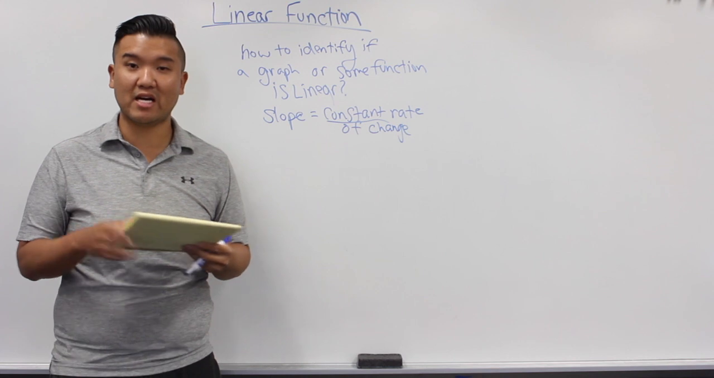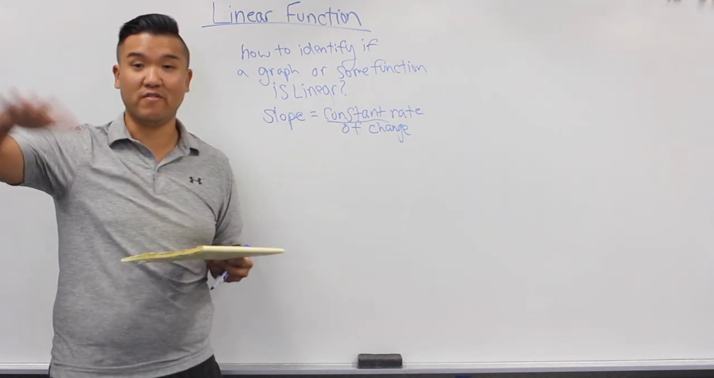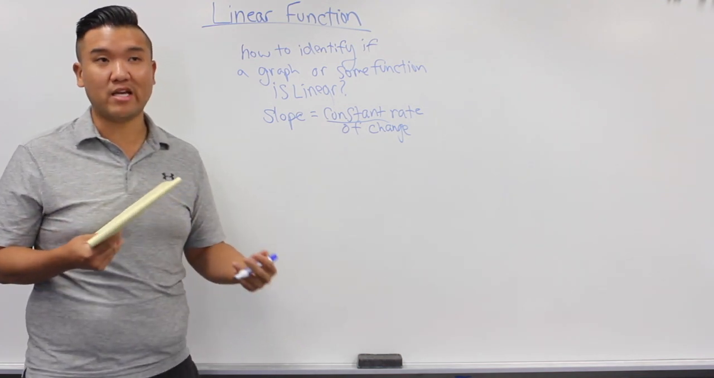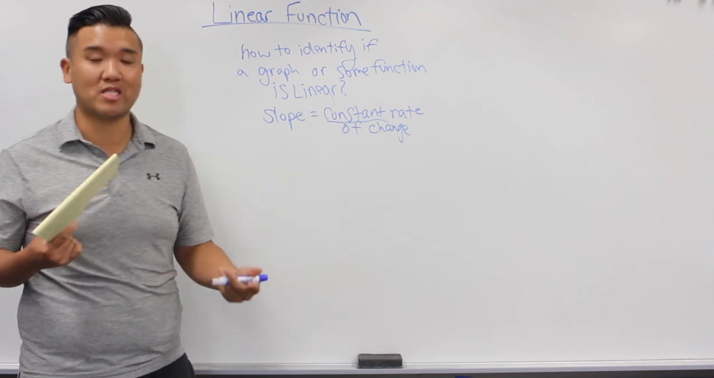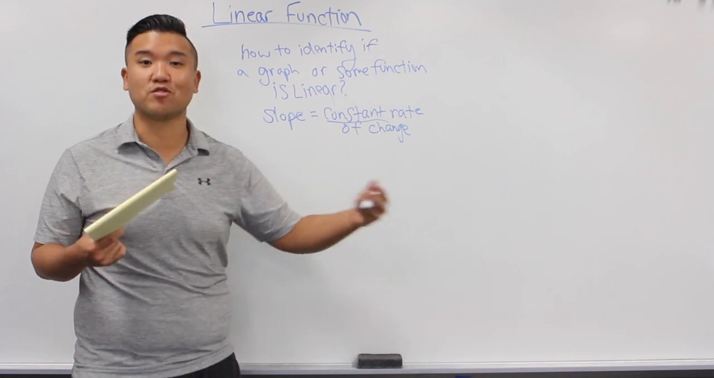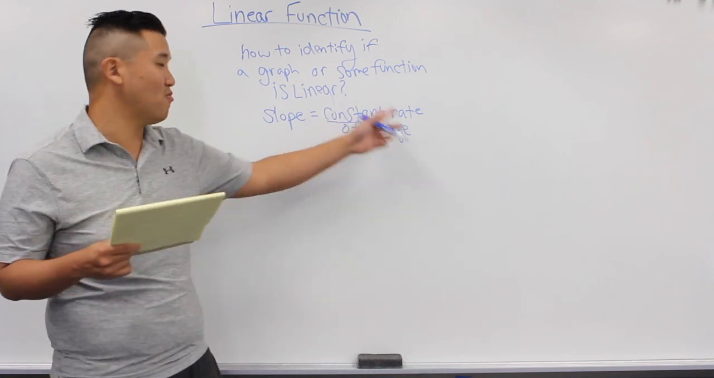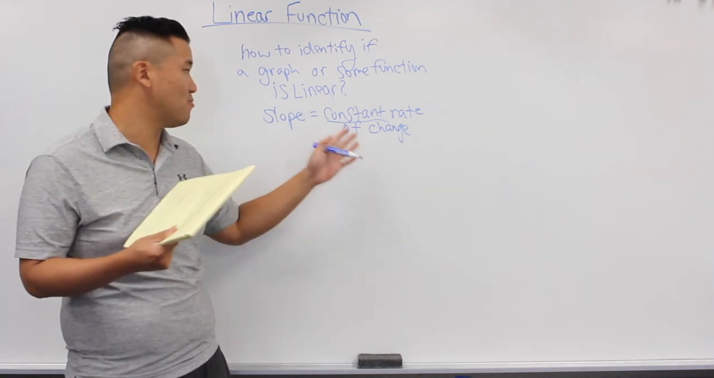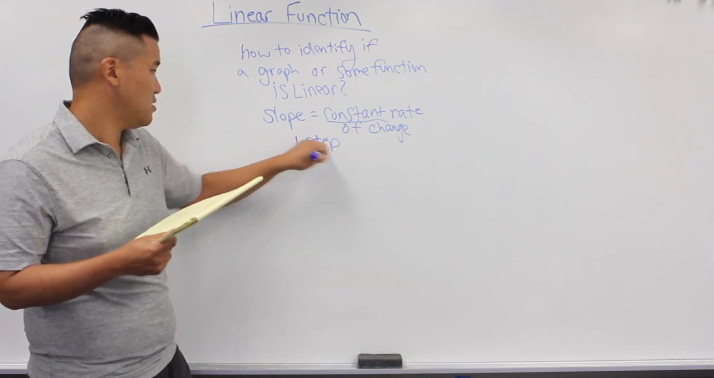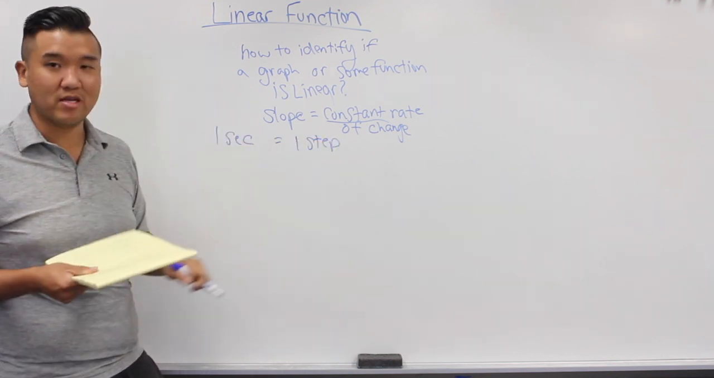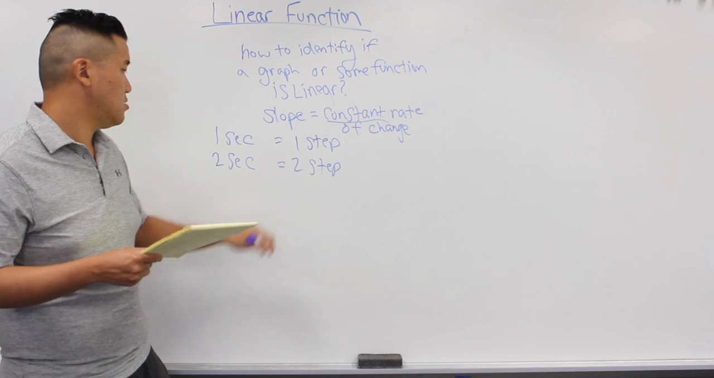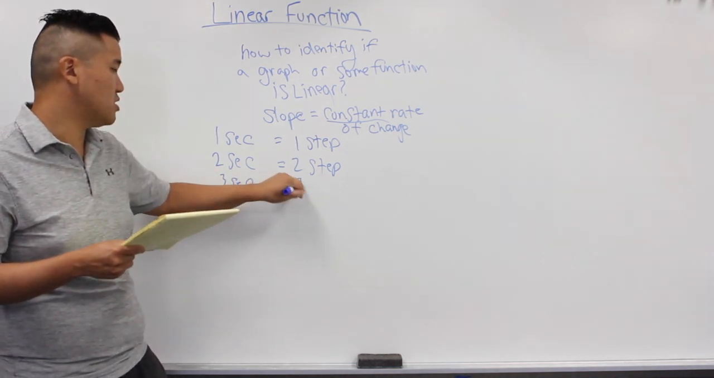Keyword is constant. If something is a straight line of an increase, then it should be constant. Let's say I take 1 step per second. That's linear because every second that goes by, I'm taking 1 extra step. So it's a constant rate. It's constantly changing, but it's at the same rate. That's the most important part. So 1 step equals 1 second, so what would 2 seconds be then? It'd be 2 steps. And what's 3 seconds then? It would be 3 steps.